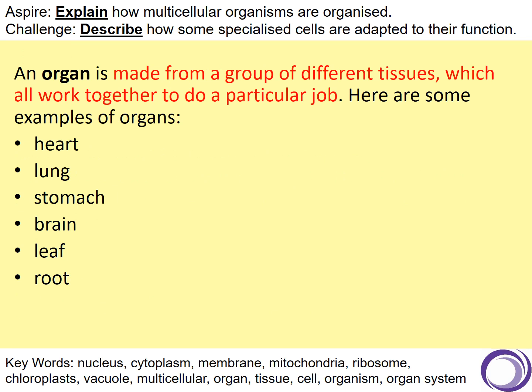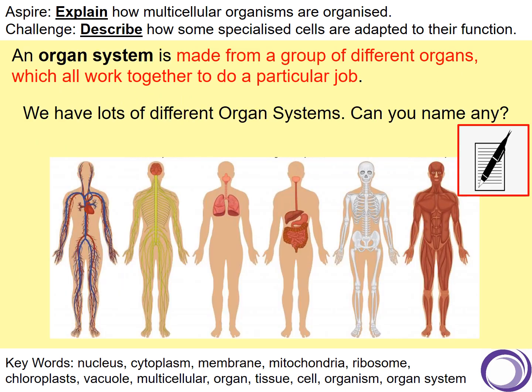An organ is then something that is made up from a group of different tissues which all work together to do a particular job. And here are some examples of organs. Quite a few of these will be very familiar to you. So the heart, lung, stomach, brain, and in a plant, leaf and a root. An organ system is made up from a group of different organs, which all work together to do a particular job.